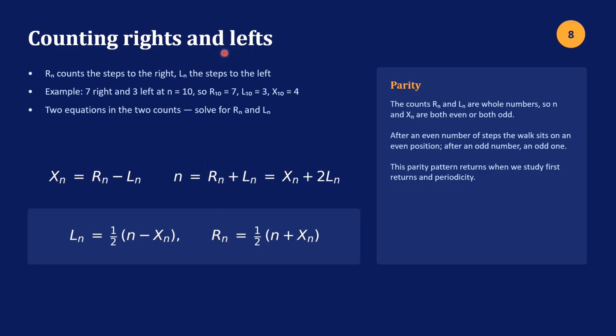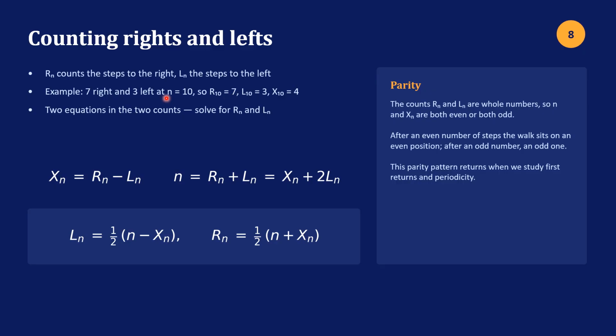We can also represent the right and left number of steps. So R sub n counts the number of steps to the right at time n, in other words, after a total of n steps. And similarly, L sub n counts the number of steps to the left. So for example, if we had 7 right and 3 left at n equals 10, then R sub 10 would be 7, and L sub 10 would be 3, and your position at step n would be 4. It's just a matter of taking 3 from 7.